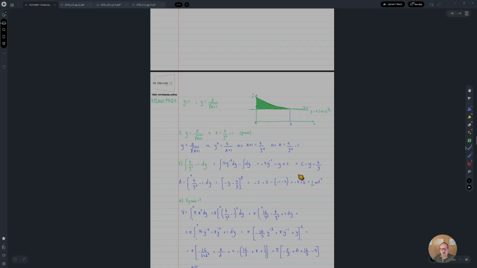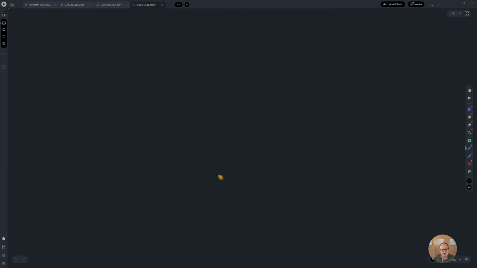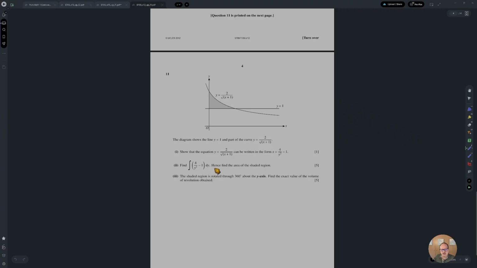Note that to calculate this area, I could have instead used the area under the curve written like this, minus the area of this rectangle over here. The result obviously should also be 1 unit squared. But if I would use this method on this question, I would have 0 marks. Why? Because the question tells me to use this to calculate the area. This is given by this hence over here, right?